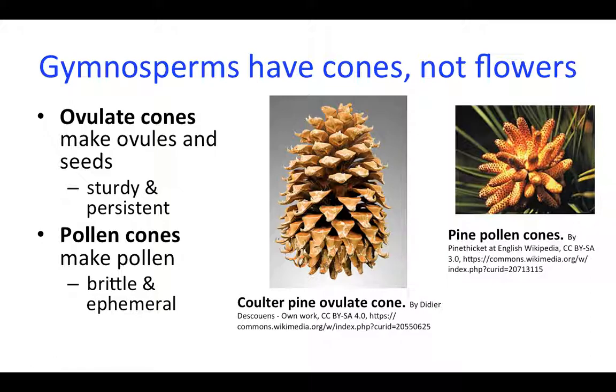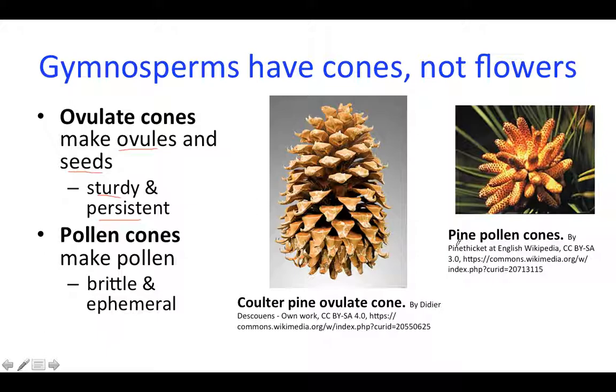Ovulate cones, or ovule cones, of course make ovules. And ovules, if they are fertilized and developed, will become seeds. The process of making the cone, becoming pollinated and then fertilized, and the seed developing can take a couple of years. So the ovule cones have to be sturdy and persistent. In contrast, the pollen cones only need to last long enough to make pollen and then let that pollen disperse.